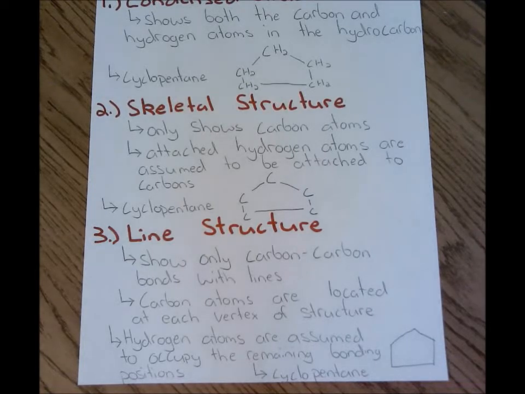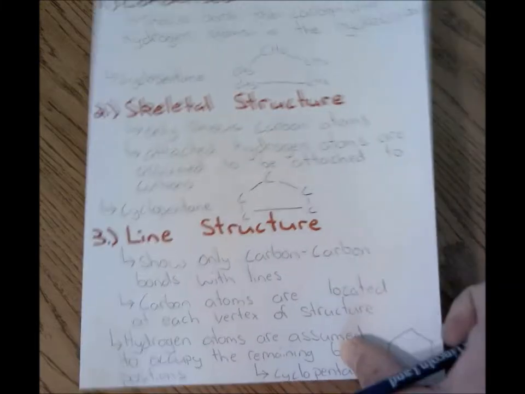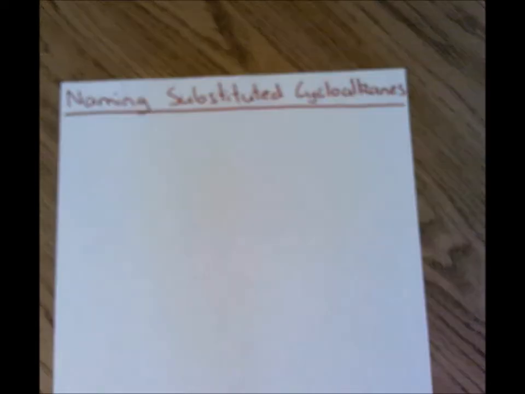So now I want to shift gears. I want to give you the steps to be able to name our cyclic organic compounds, or at least our cycloalkanes. So we start out with our steps. The first step is to name the ring, or identify the ring as the parent chain. However many carbons are in that ring structure becomes your parent chain name.